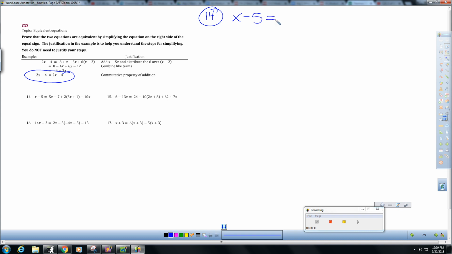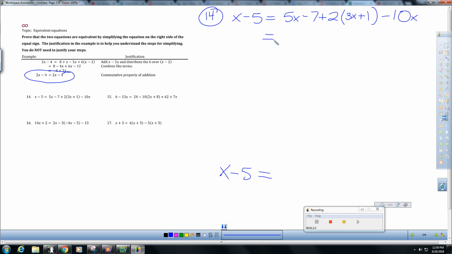So we're trying, x minus 5 on the left is pretty simple. On the right, we have 5x minus 7 plus 2 times 3x plus 1 all minus 10x. Okay? So I think at the end, I'm going to have x minus 5 on the left. I need to make the right equal to x minus 5. So this is really about doing first things first. It's like about PEMDAS, kind of.